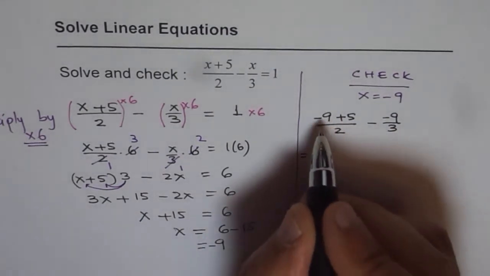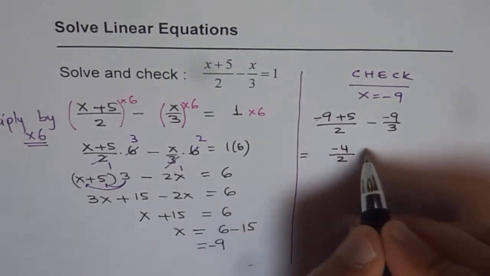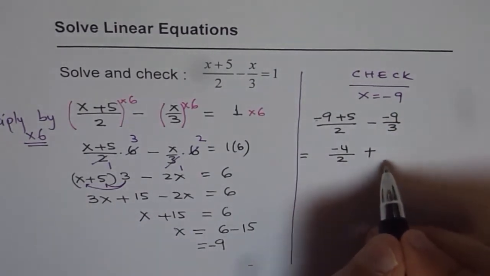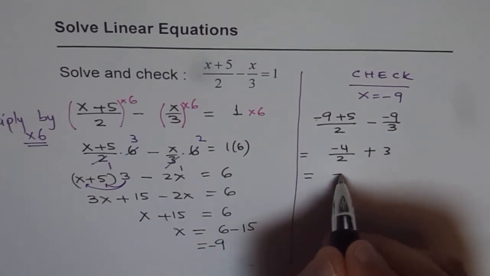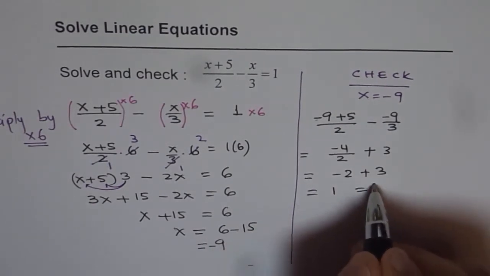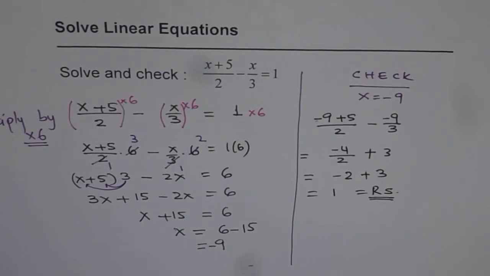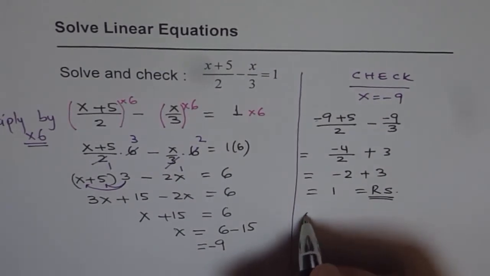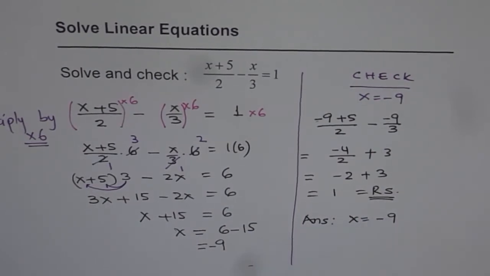And that gives us minus 9 plus 5, which is minus 4, divided by 2. Minus of minus makes it plus; 9 divided by 3 is 3. And what is minus 4 divided by 2? It is minus 2. So minus 2 plus 3 gives us 1, which is the same as the right side, correct? And therefore, our solution is correct. So we get our answer as x equals minus 9.